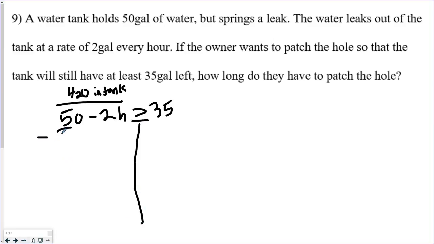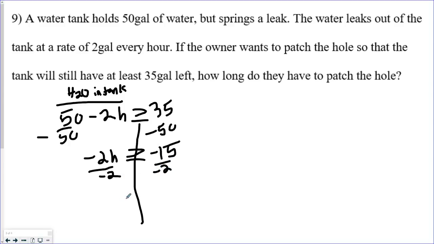So if we do this here, minus 50, minus 50, we get negative 2H is bigger than or equal to negative 15. And then we, of course, divide by negative 2, divide by negative 2, and we get H is less than or equal to, and the negative 15 divided by negative 2 is 7.5. So he has 7.5 hours to patch the hole. If he does it in less time, he's obviously going to have more water left over. But if he goes past 7.5 hours, he's not going to have that 35 gallons left in the tank for whatever he needs it for.